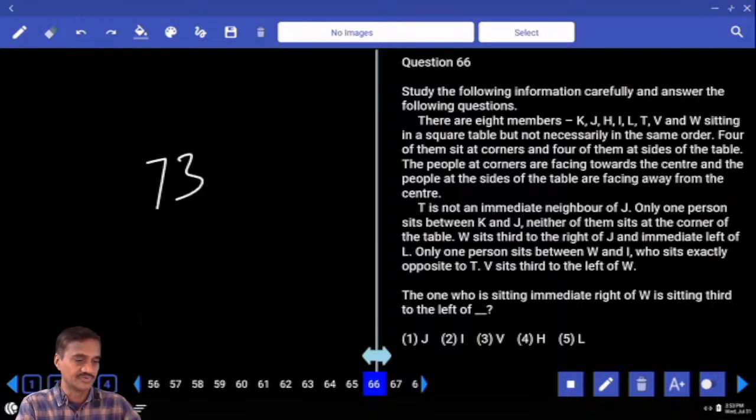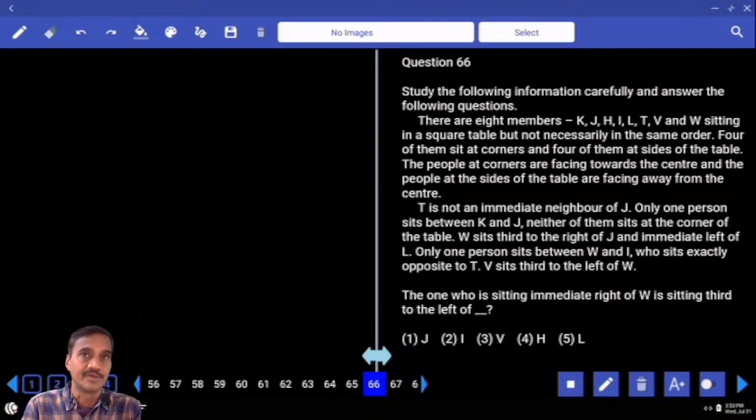Now in this paper number 73, IBPS Clerk Prelims, question numbers 66 onwards. Now first priority or the second priority. And definitely under the first priority, how many persons are there?